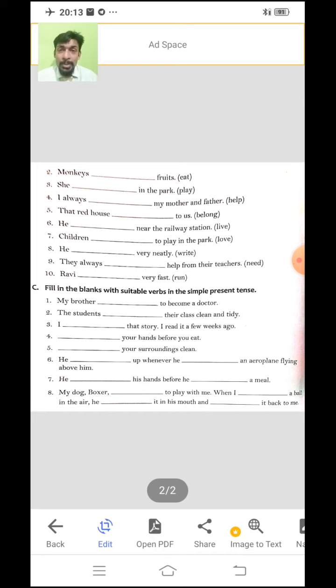And finally, the 8th question of this video lecture. My dog Boxer loves, L-O-V-E-S, loves to play with me. When I throw a ball in the air, he catches it in his mouth and brings, B-R-I-N-G-S, brings it back to me. Whatever I have used as answer, means the form of the verb that I have used as answer, is only because of that particular chart.